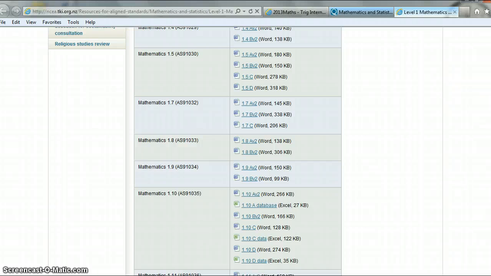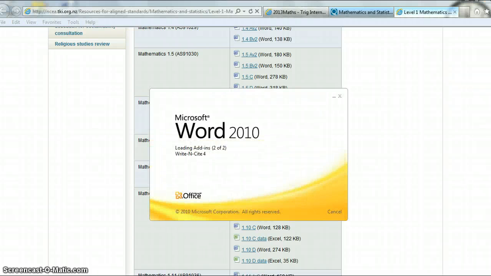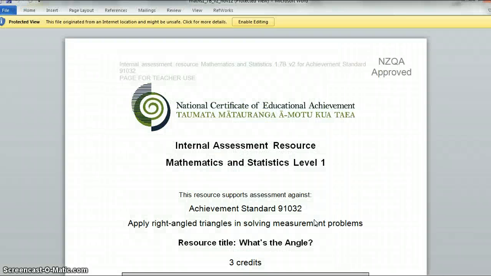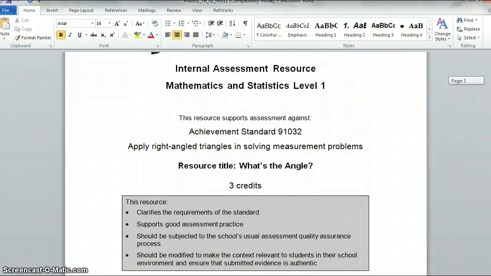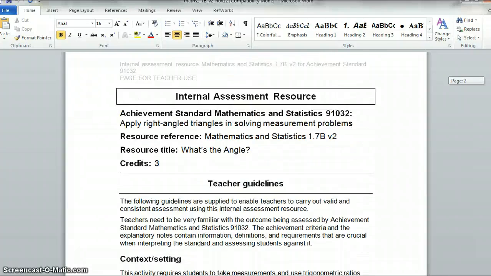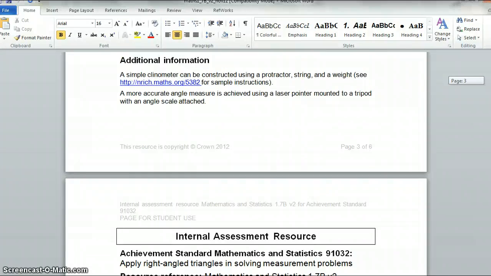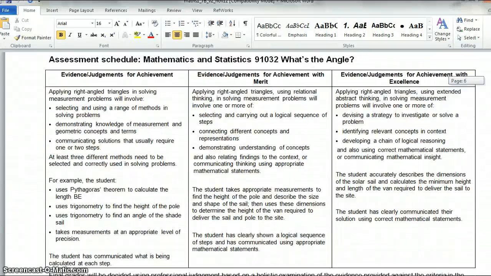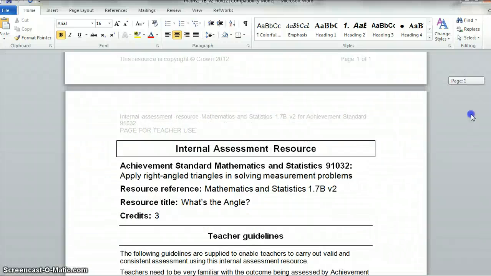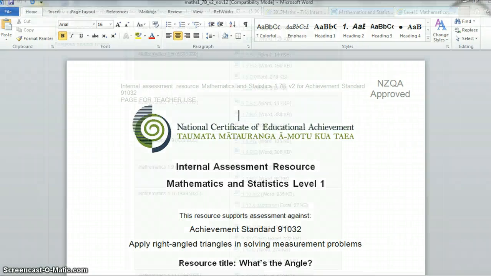Okay. And it takes a wee while to load. There we go. Okay. So that's how to find the actual task. Alrighty, which I'm going to go through with you, but you'll see down the bottom that it's actually got the marking scheme as well. So that's our task.